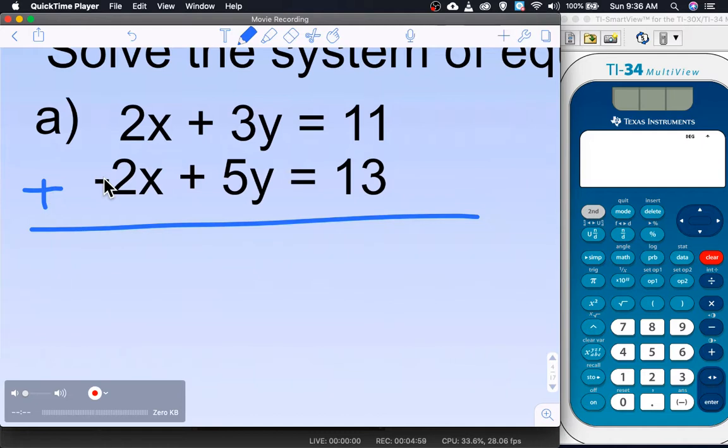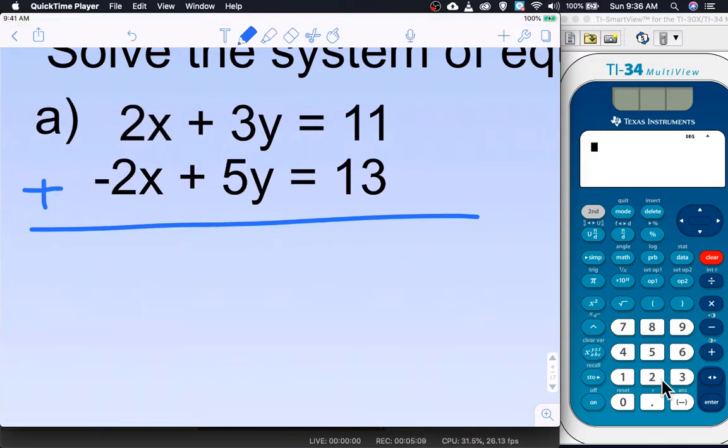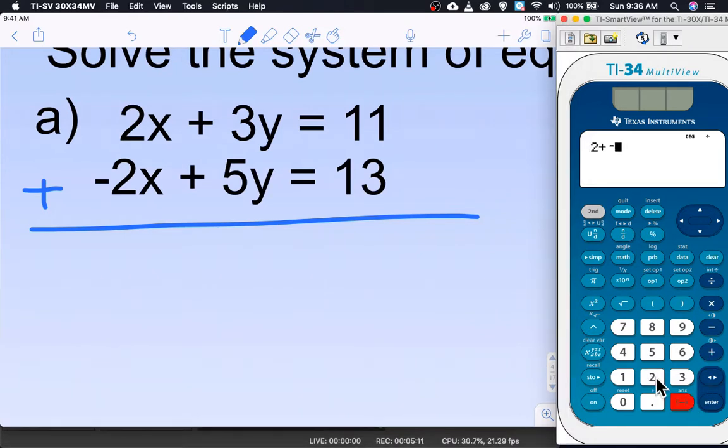And here's why we want all this to happen. If I add these equations right now, think of it like up and down addition. What is 2x plus negative 2x? 2 plus negative 2 is 0. My x's essentially disappear. We have eliminated them. That's why this is called the elimination method. So when I add a positive 2x to a negative 2x, they cancel.